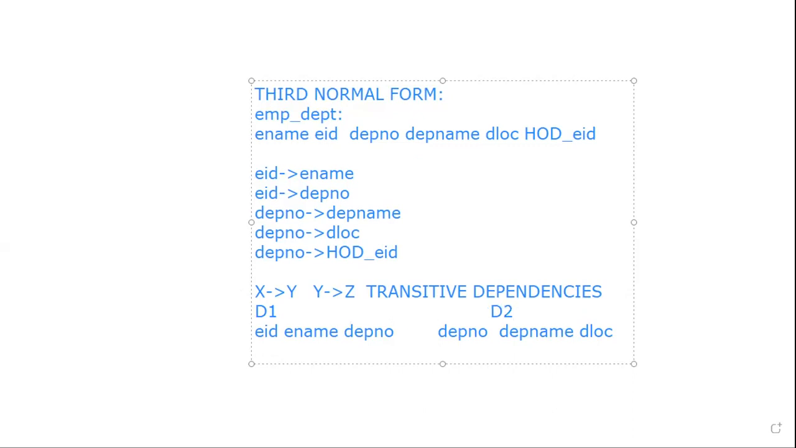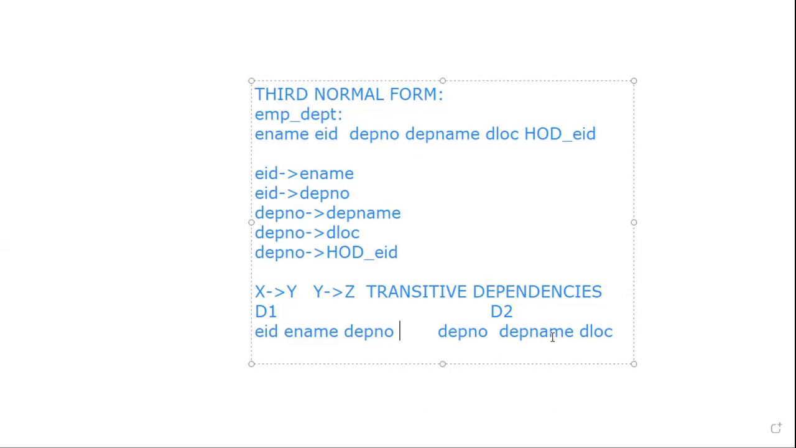A relation schema is in third normal form if it doesn't contain transitive dependencies. If transitive dependencies exist, then you have to decompose the table into two tables in such a way that it does not have any transitive dependency. Now, EID determines name and EID determines department number; the department number does not determine anything further here. Next, department number determines department name and department location. Hence there is no transitive dependency.